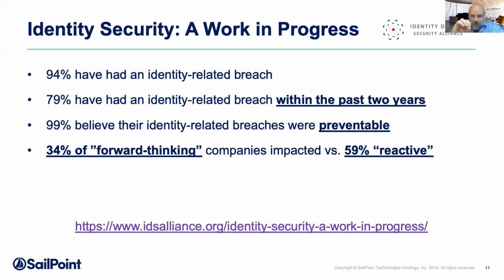94%, virtually every single one of them who they talked to said, yeah, we had a breach and identity was part of the problem. And of the entire population, 79% said it happened within the last 2 years. So this isn't some trend that we're moving away from. It's still very much an active, real thing. And the overwhelming majority, 99% of these people, said that we could have prevented it. Had we done something different on the front end, this could have been stopped.